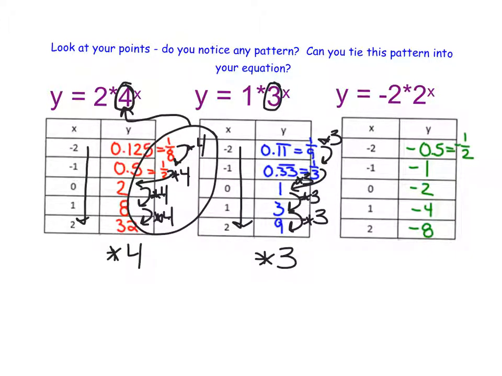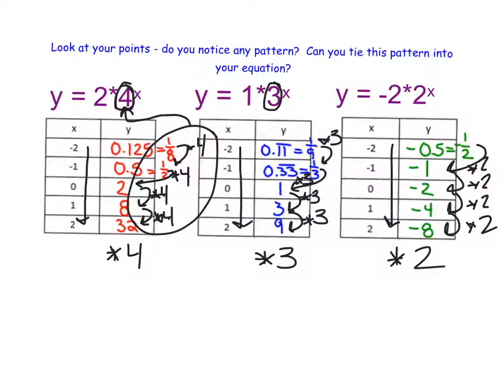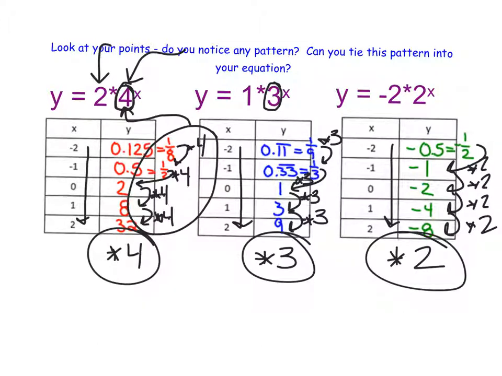And then in this final table, I'm noticing the same thing. I'm multiplying by 2, multiplying by 2, multiplying by 2, and multiplying by 2 to get to my consecutive y values as x increases by 1. So not only does this equation contain the y-intercept value with the term that does not have an x, we also have what's called our multiplier value. What are we multiplying by to get our consecutive y values in our table?